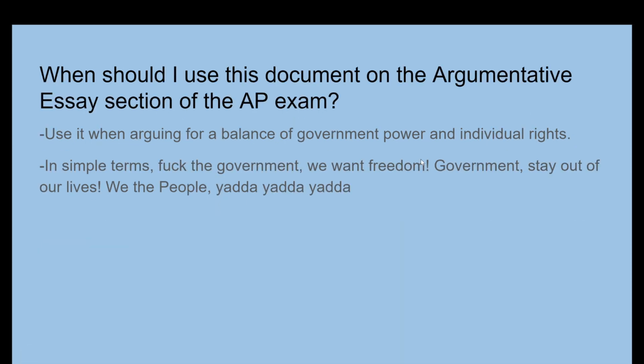Alright, when should I use this document on the argumentative essay section of the AP test? You have to use it when you're arguing for a balance of government power and individual rights. You're saying, okay, there has to be a balance. We can't make it so the government is interfering on our civil liberties, but we can't have it so the individuals are completely taking over government. The individuals have influence over government, but they shouldn't have control.